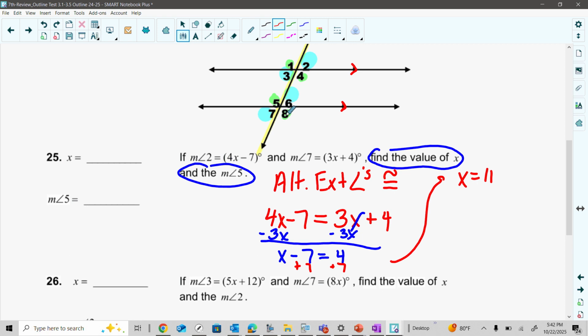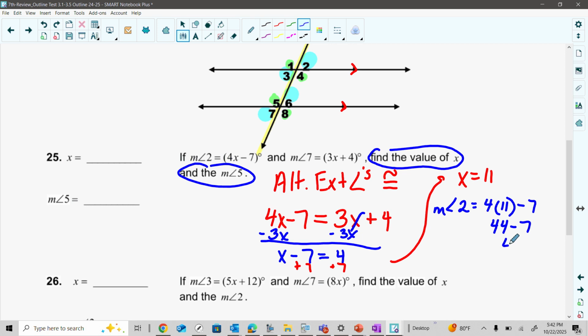So if I plug it in, it doesn't matter, 2 or 7, I have to plug into one of the given ones. If I plug it into the measure of angle 2, then I'm doing 4 times (11 minus 7). That's 44. Then we're doing 44 minus our 7. That's our angle 2, but we're going to use that to find our angle 5.